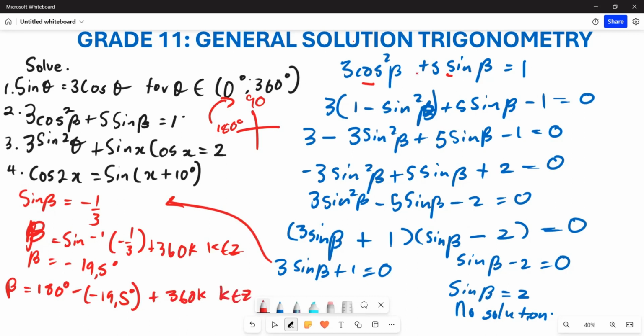Then can you see that another value for your beta is going to be 199.5 degrees altogether, plus, obviously, 360k, where k is an element of real numbers. Basically, these are going to be the two solutions for this particular problem altogether. Now, hopefully this makes sense.